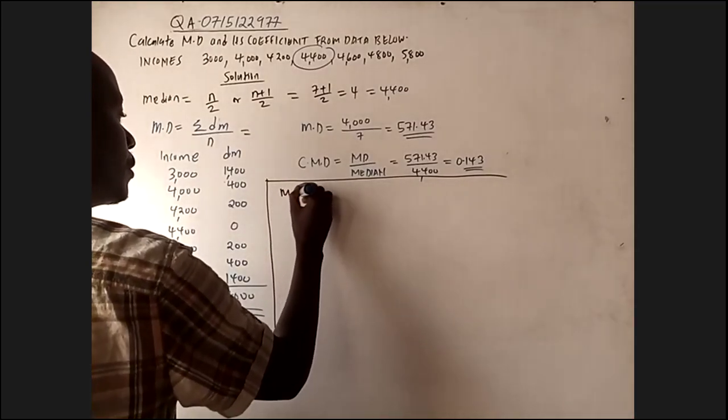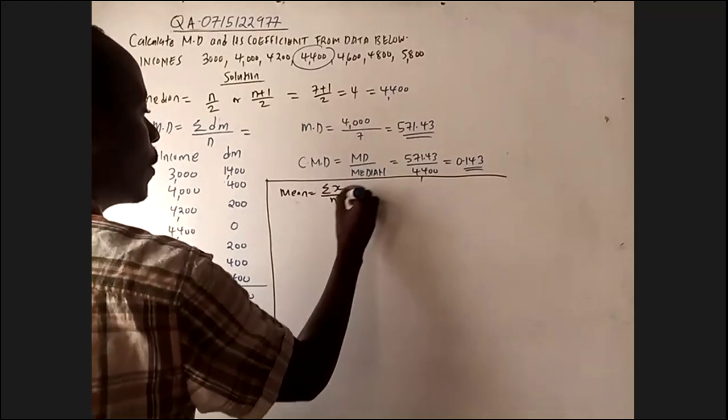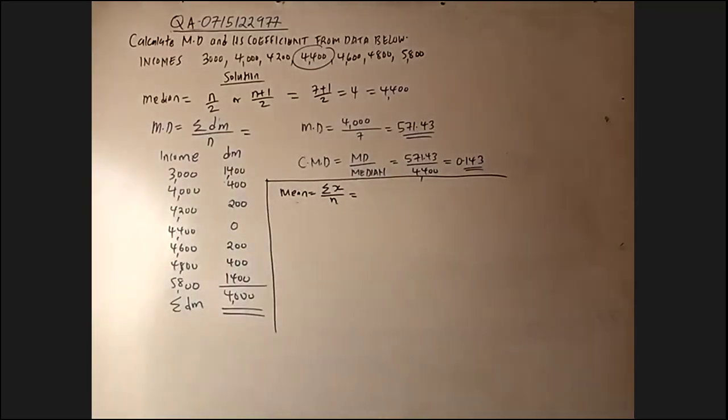Our mean is the summation of x over n. So add all the x's together.